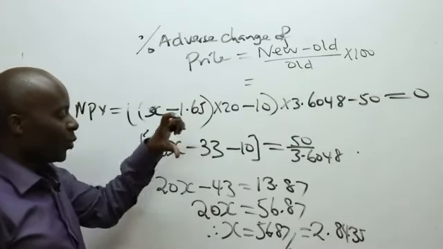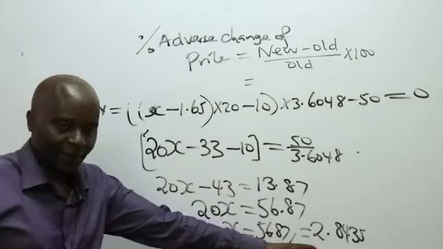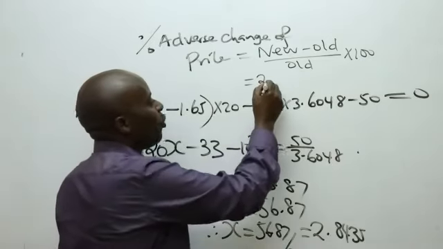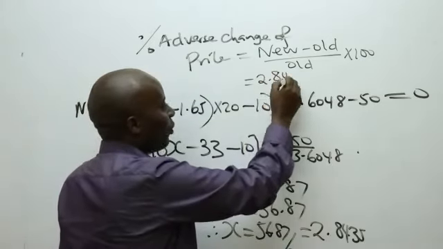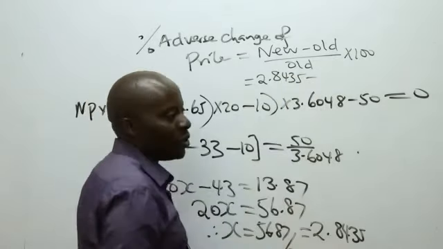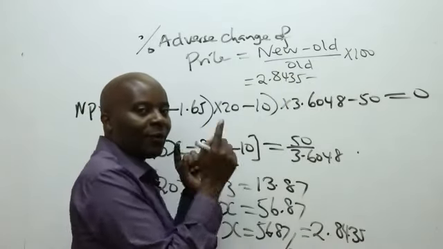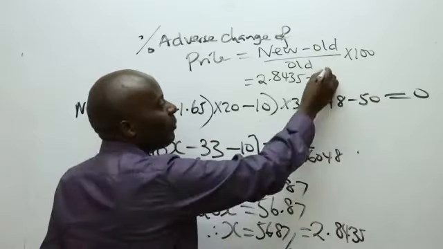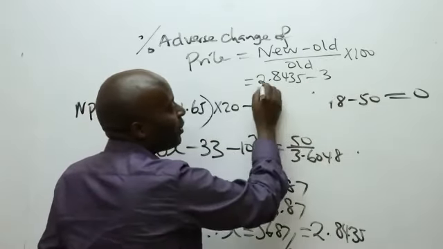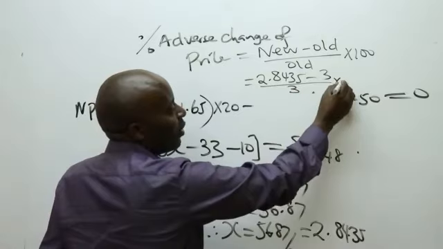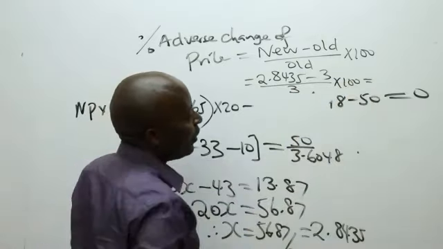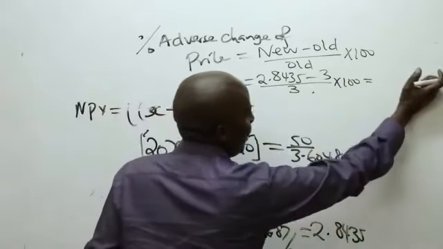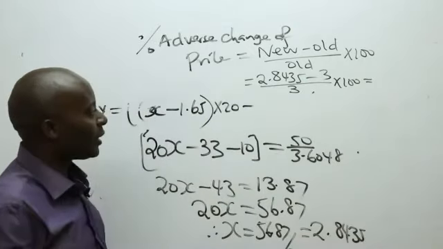So the new price, 2.8435, minus the old selling price. If you remember from the question, the old selling price was 3. Divide this by 3, times 100, gives us a figure. What do we have there, somebody?